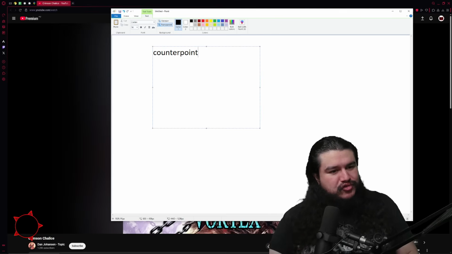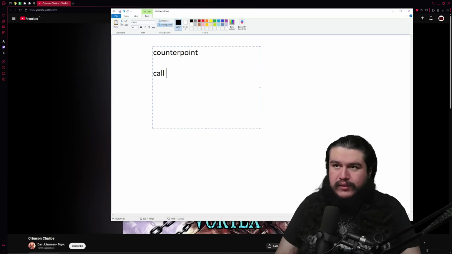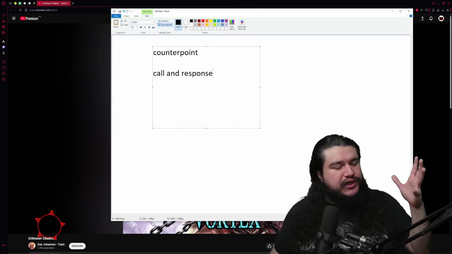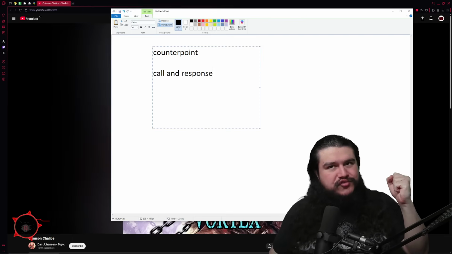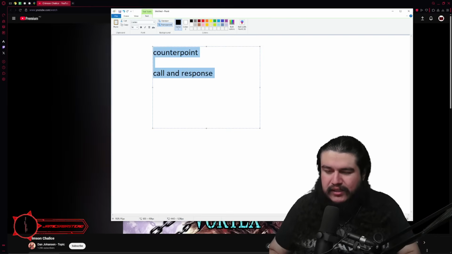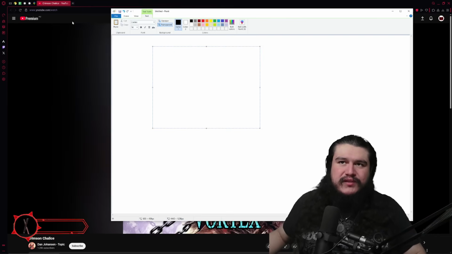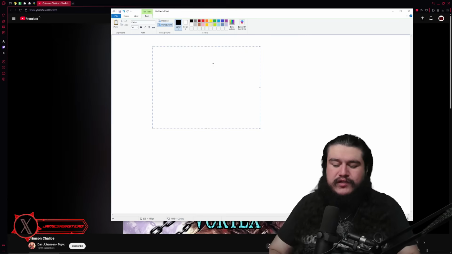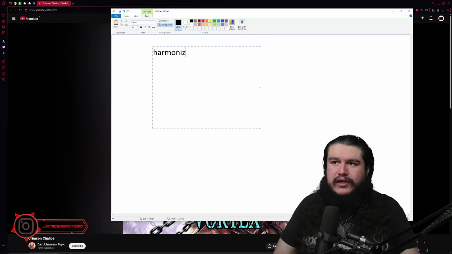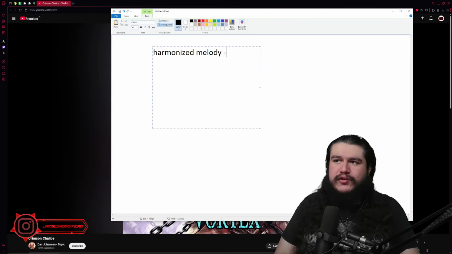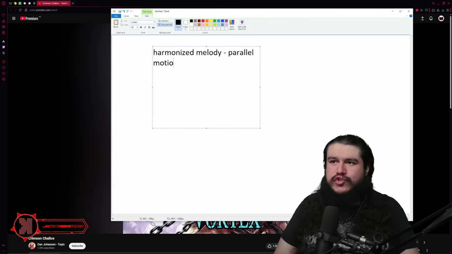organ and the guitar. You can hear, by the way, call and response. That the guitar does a thing, and when it stops, the organ does something. When the organ stops, the guitar does something. Call and response, we're having something like that. And now, of course, just now, the guitar went and did a harmonized melody, otherwise known as parallel motion.